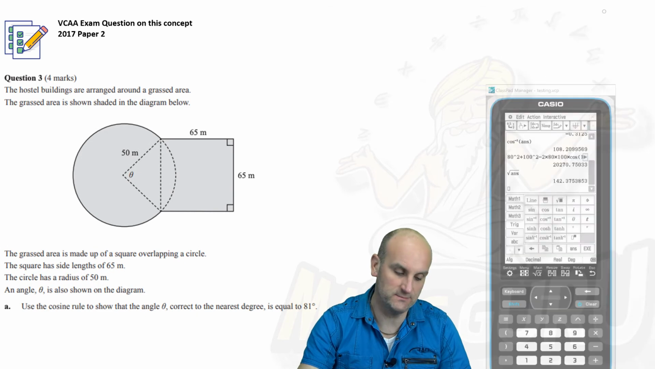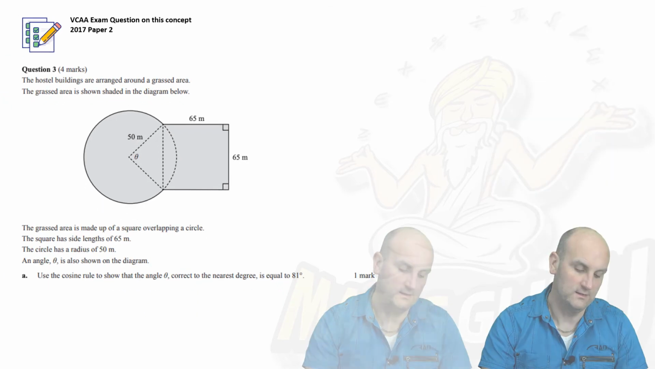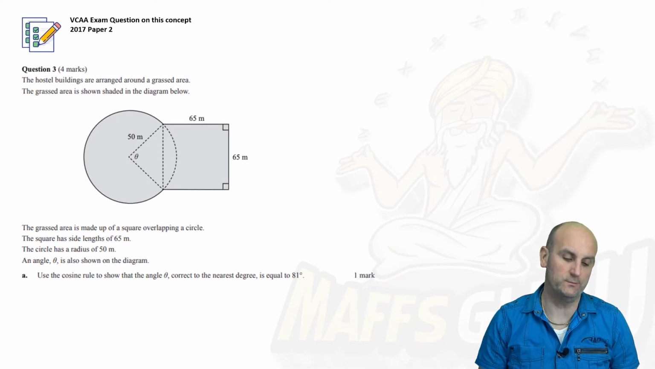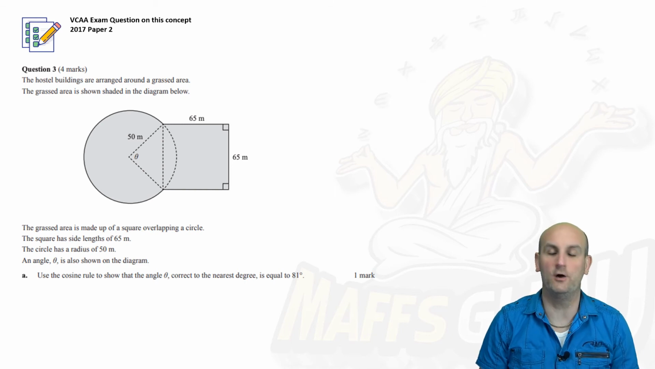Let's minimize this for just a moment, make it a bit smaller so that it fits on. The hostel buildings are around. Now this is building on from a previous multi-part question. The hostel buildings are arranged around a grassed area. Marvellous. The grassed area is shown in the diagram below. Fabulous. The grassed area is made up of a square overlapping a rectangle. We can see that. Overlapping a circle, sorry. I can't read. The square has side length of 65 meters.